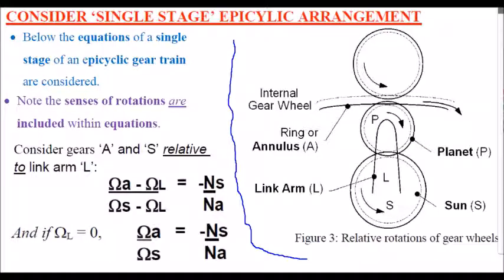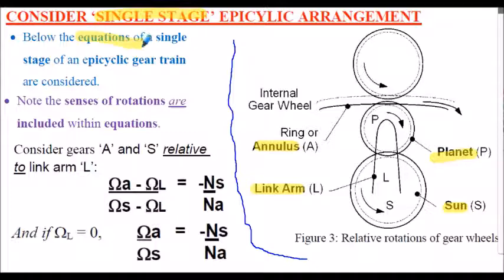Let's consider this single stage epicyclic gear train. I'm just showing you here a diagrammatic view. I've got my sun here. I've got my link arm that's connected to the planets, to the sun. I've got my annulus or ring gear, as it's sometimes called, and I'm just showing a gear outside of that as well. I'm just trying to show you this because I want to get the directions clear in your mind. Just recapping what we touched on last week about having internal teeth and the effect on rotations.